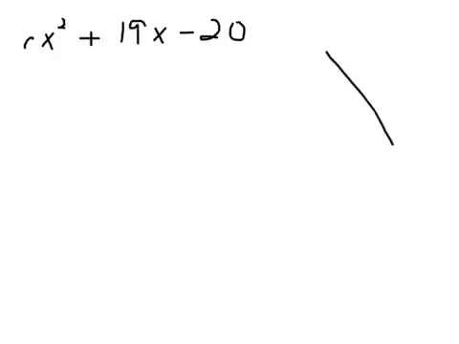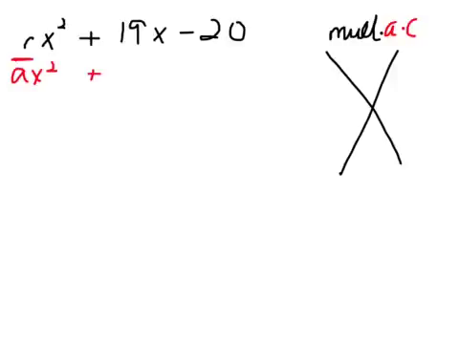What we can do is modify a little bit. Since this problem is made harder because of this 6 out front, we're going to adjust for that. When we're trying to figure our numbers out, I'm going to multiply the number out front times the constant term. Let me label this so you can see where I'm getting my A and my C from. My A is 6, the number in front of the x squared, and my C is negative 20. What is 6 times negative 20?